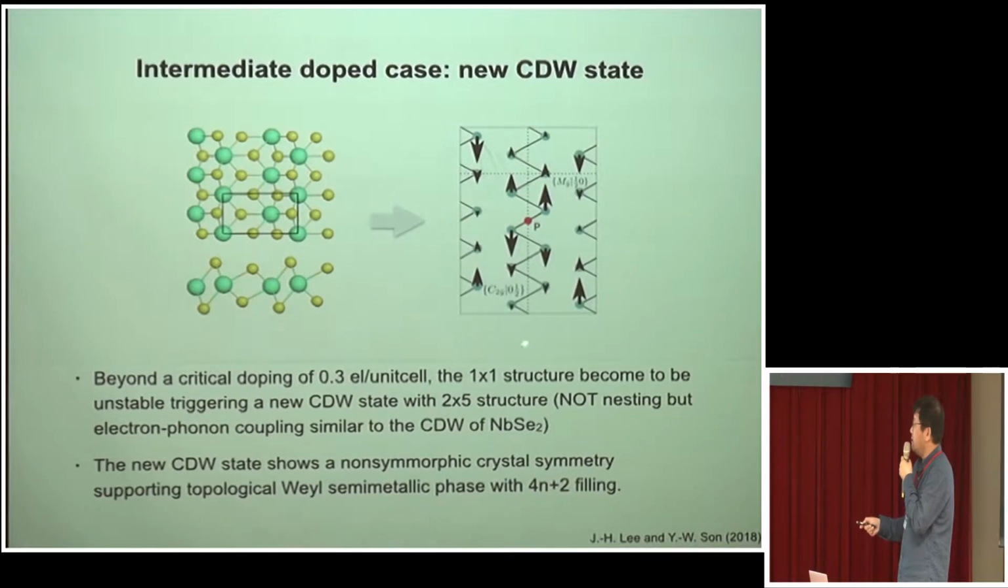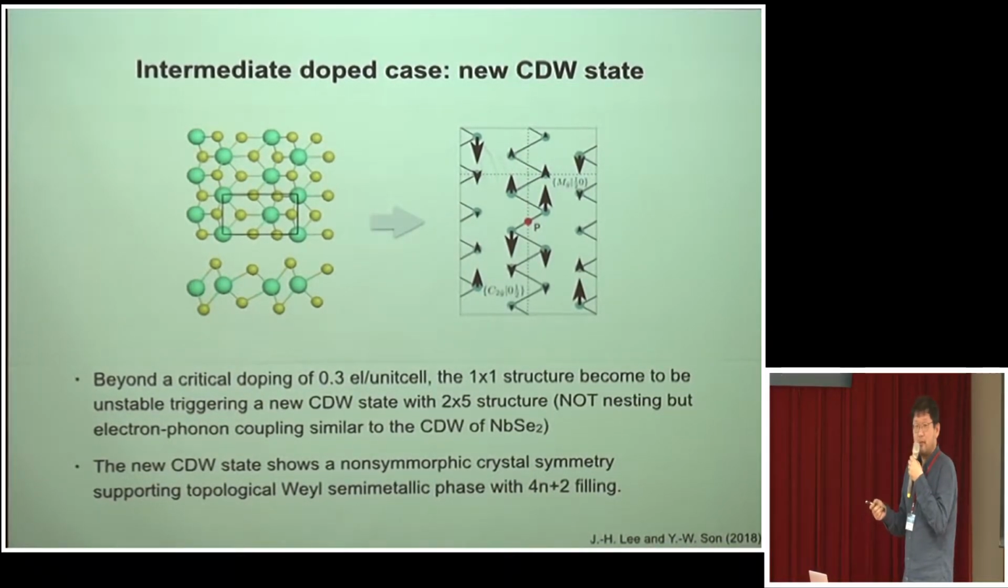Then, as you can see, the new CDW state has two non-symmorphic symmetry operations: a glide mirror and a glide C2 rotation. It's essentially the same as a mirror. Because of this non-symmorphic crystal symmetry, as you may have learned yesterday, it's a point plus 2 feeling that supports topological Berry phase.